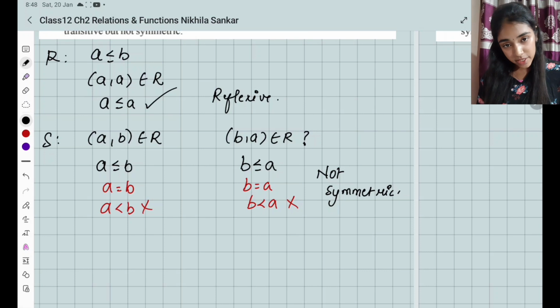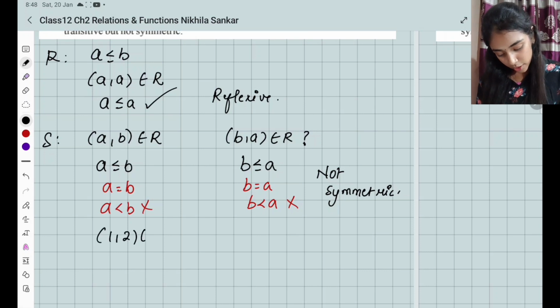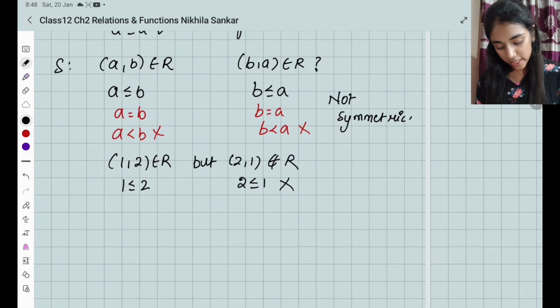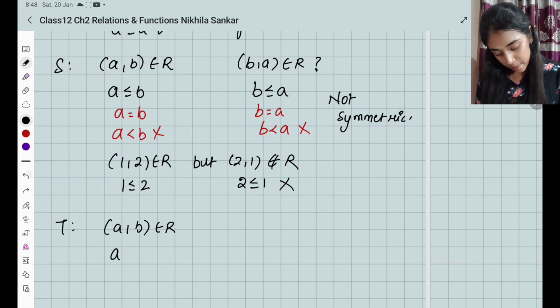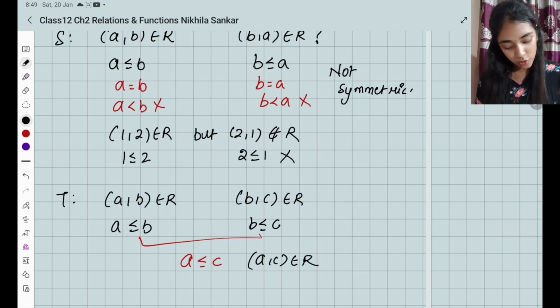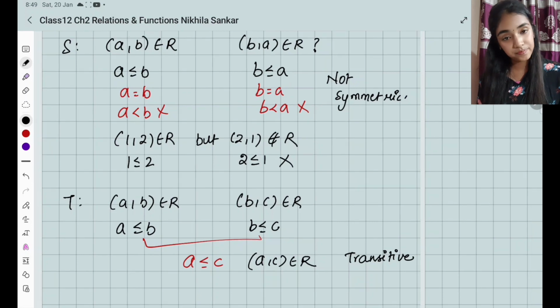Okay, if it is not symmetric, you have to prove it with a counter example. So you have 1 comma 2 belongs to R, but 2 comma 1 does not belong to R. Correct? 1 less than or equal to 2, but 2 less than or equal to 1 is not possible. Okay, so counter example. Now transitivity. So you have a comma b belongs to R, which means a less than or equal to b, and you have b comma c belongs to R, which means b less than or equal to c. So from these two, you can say that a is less than or equal to c, which means you have a comma c belongs to R. Okay, and hence it is transitive. So we have proved what's asked in the question. Okay, please copy.